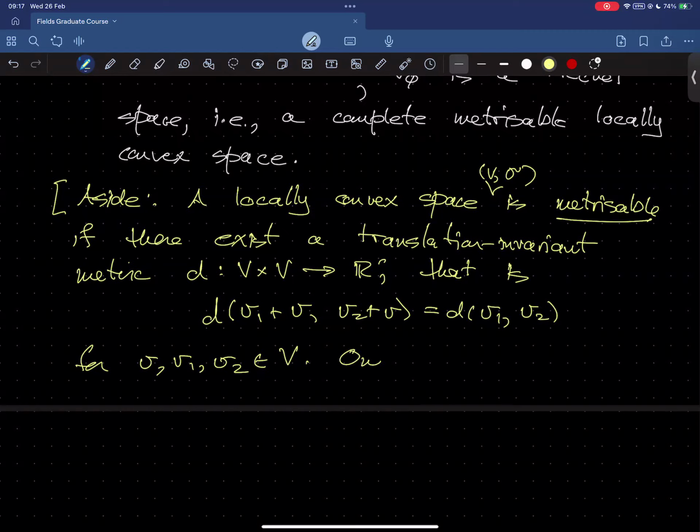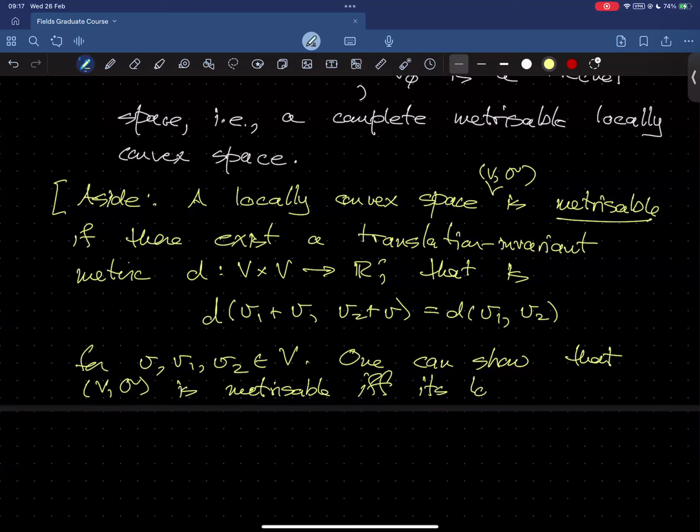One can show, and it's shown in the course text, that V is metrizable if and only if its locally convex topology can be defined by a countable collection of seminorms.